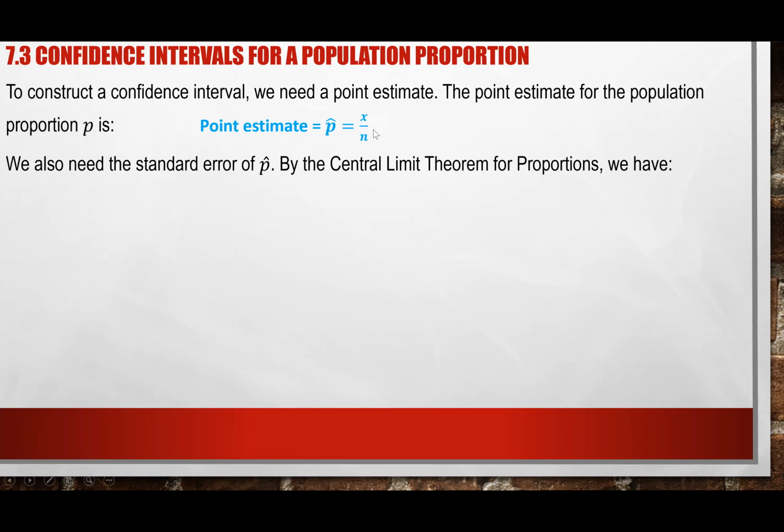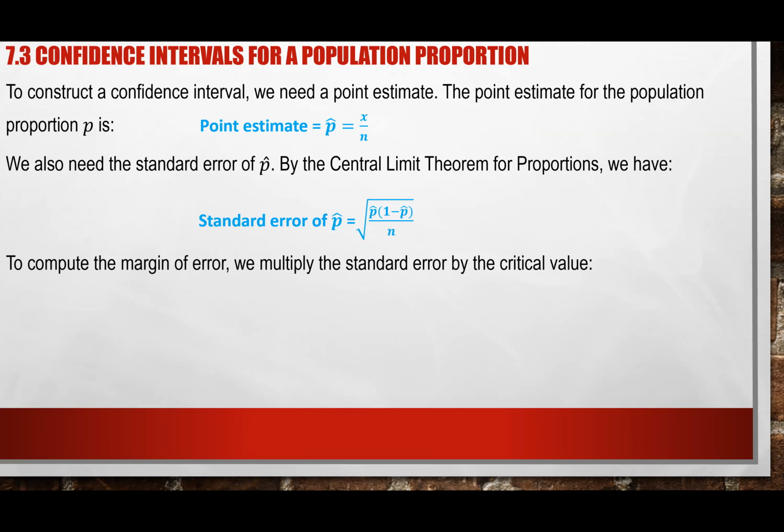Similarly, we have to find a standard error. Going back to chapter 5, the binomial distribution, the standard error based on a proportion is the square root of p hat multiplied by 1 minus p hat, divided by n. This is basically the same as p times 1 minus p divided by n, which is the standard deviation for the binomial distribution.